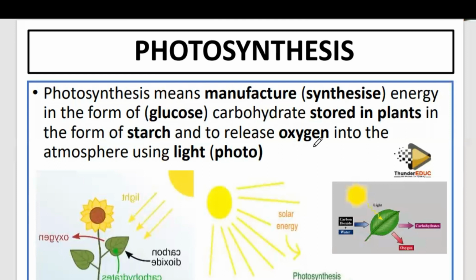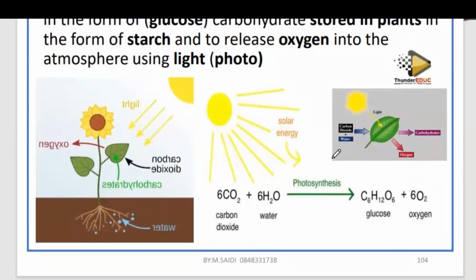So this produces glucose, that's number one. Number two, it produces oxygen, so we benefit from glucose and oxygen. Number three, we also benefit from photosynthesis taking away the carbon dioxide we have produced in different processes, as you saw in grade 10.